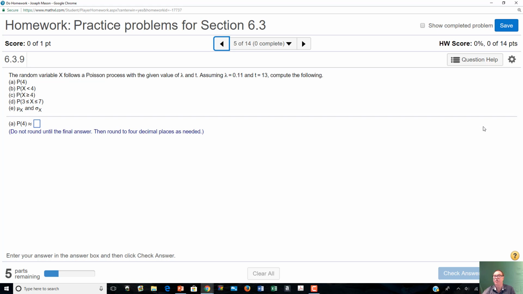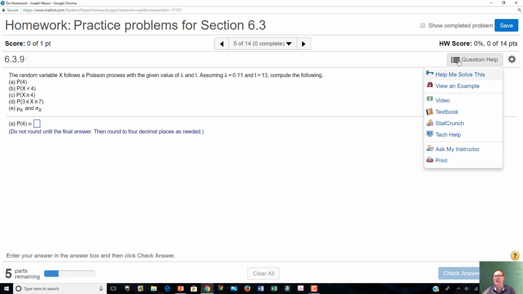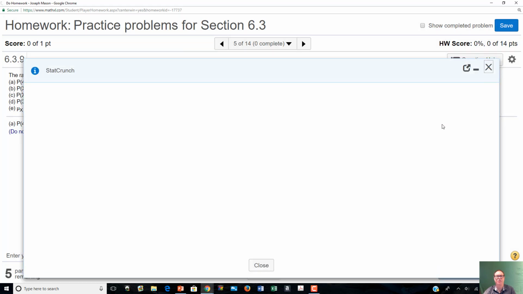If we go up here under question help, you see a lot of things listed here. In the practice, you know, view, help me solve, view video, all this will be listed. When you do the quizzes, I think the only thing listed is StatCrunch and maybe Ask My Instructor. I think it's just StatCrunch showing up. So we click StatCrunch.